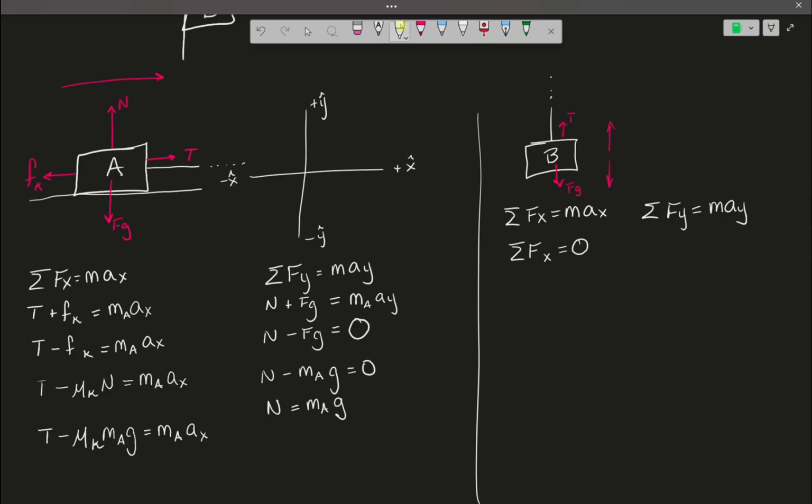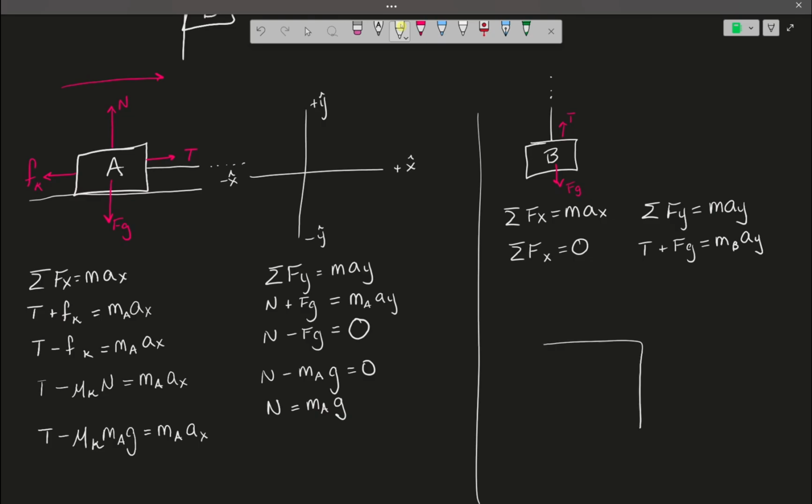Biggest mistake I see students make all the time. So now I want to go ahead and replace my summation in the y direction with tension plus the force of gravity is equal to the mass of this block times the acceleration in the y direction. Well, now I need to consider directionality.